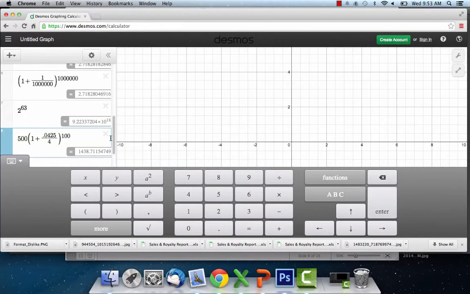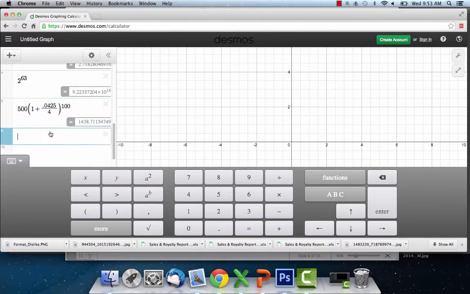So John has 500 times 1 plus 0.025 divided by 12 to the power of 300. So he only has $933.52.